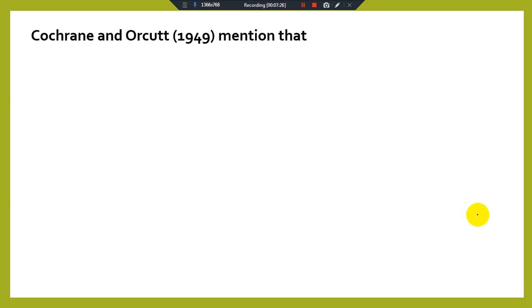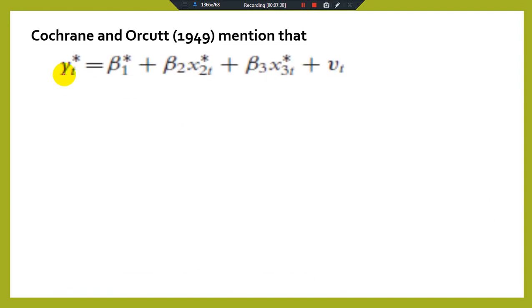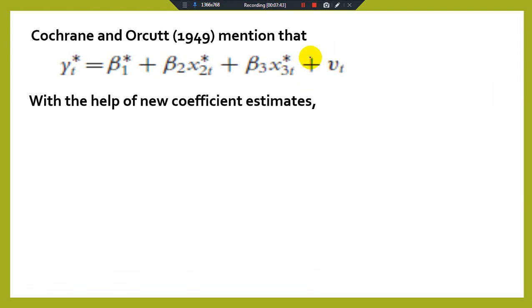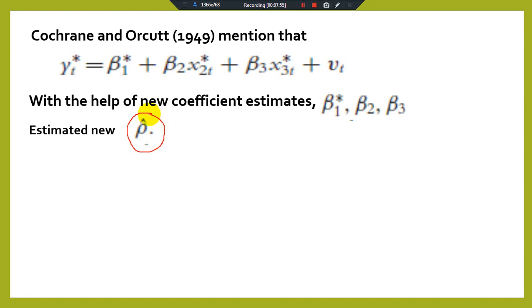Okay, Cochrane-Orcutt 1949 mentioned that we have yt static, beta 1 static, x2t static, and beta 3 x3t static, and ut static, where ut is supposed to be white noise. With the help of the new coefficients, we estimate beta 1 static, beta 2 and beta 3.